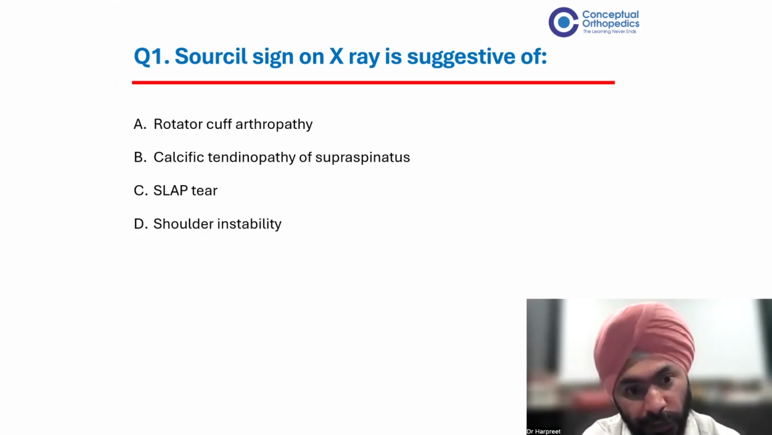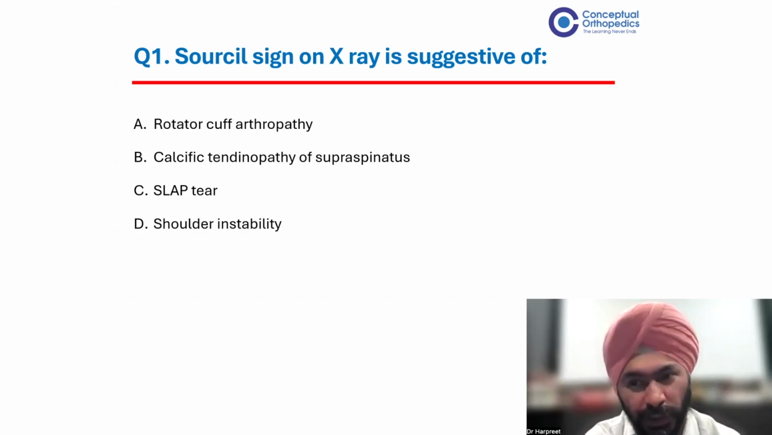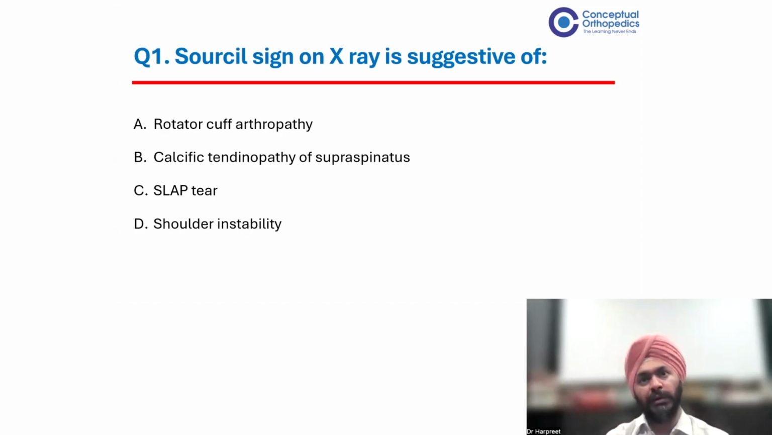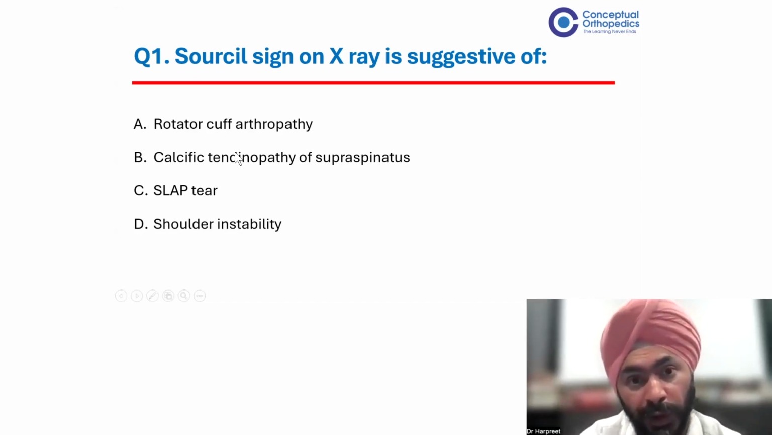Why not calcific tendinopathy? Because in calcific tendinitis, you will see other things, especially in chronic stages, you will see calcific deposits there. You will see on X-ray calcium deposition in your rotator cuff, which is a better indicator of calcific tendinitis. So out of these four options, if I have to choose, I think we should go with A.